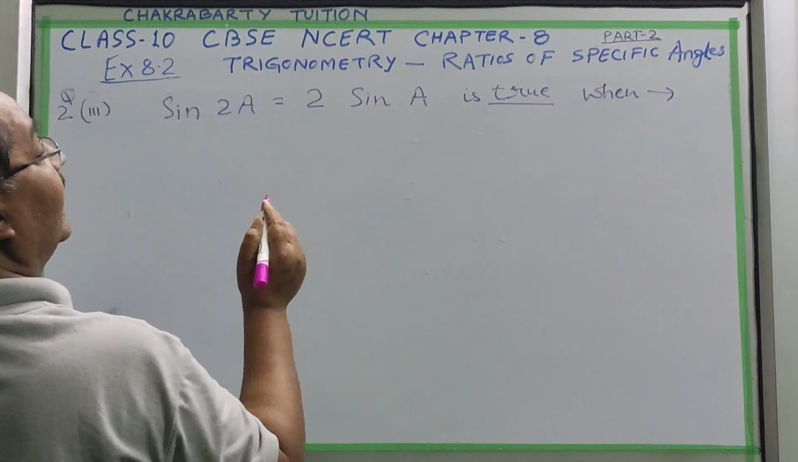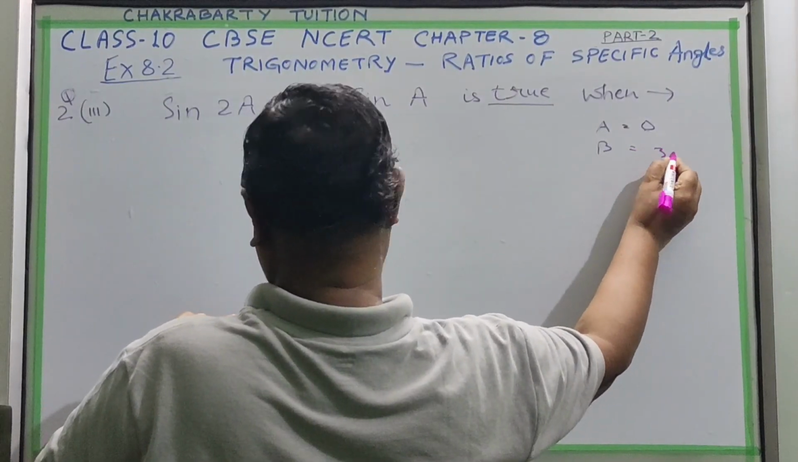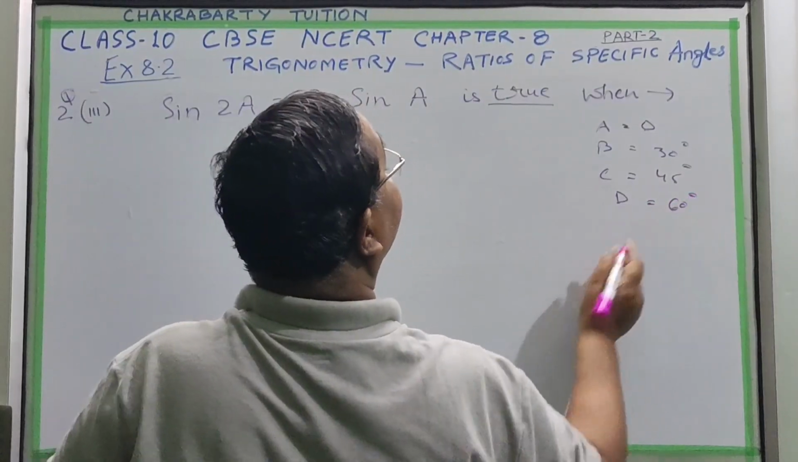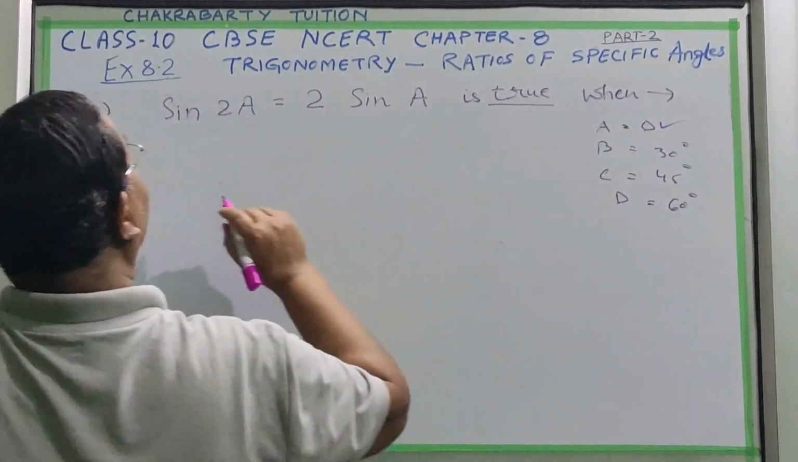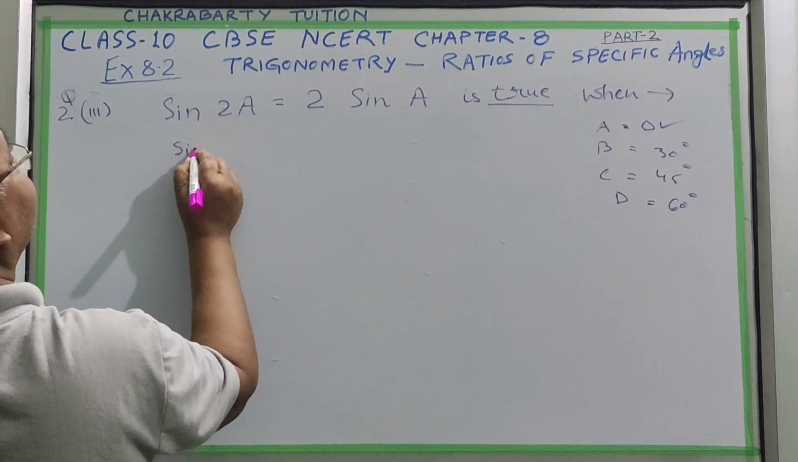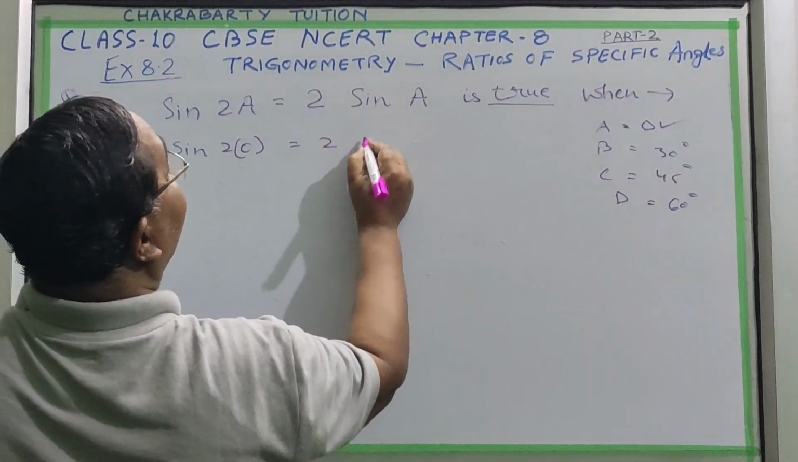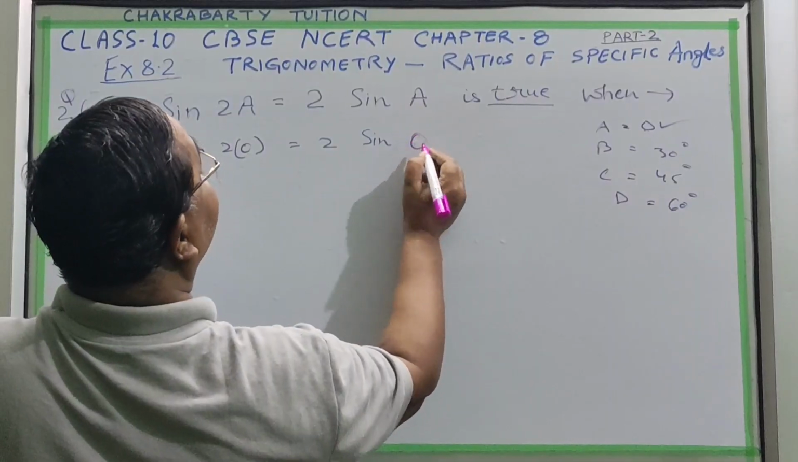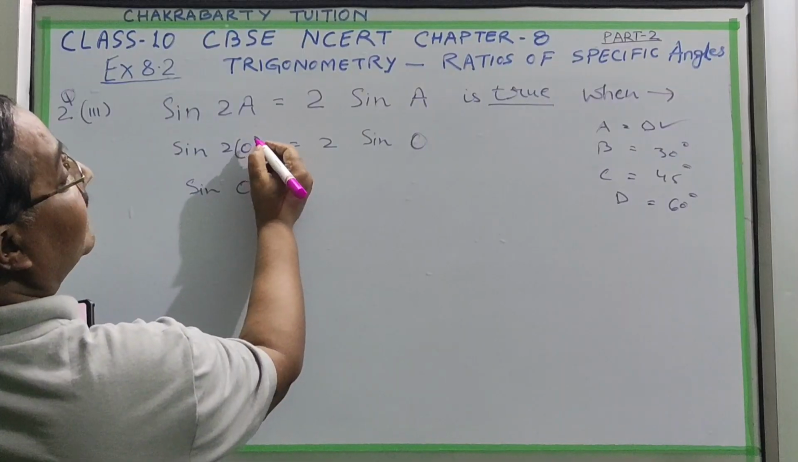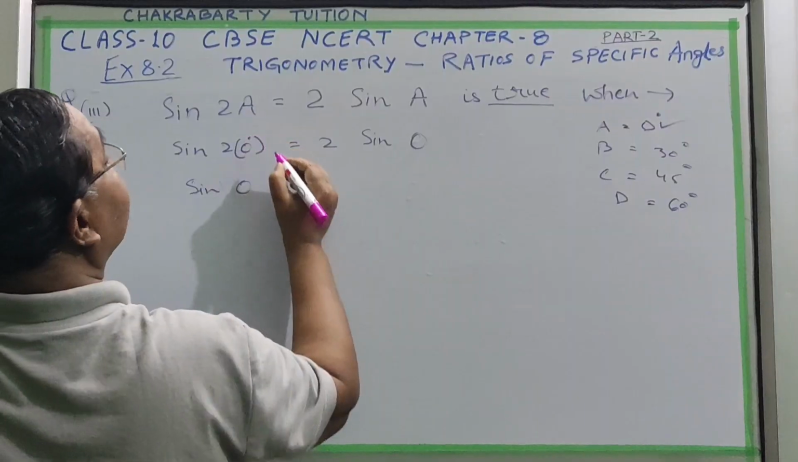So option A is equal to 0, option B is equal to 30 degree, option C is equal to 45 degree, and option D is 60 degree, they have given. So first we will take this one, A is equal to 0. Using the first option, we will write sine 2 into A, means 2 into 0, taking sine A equal to 0. So what will happen? It will become 0 degree.